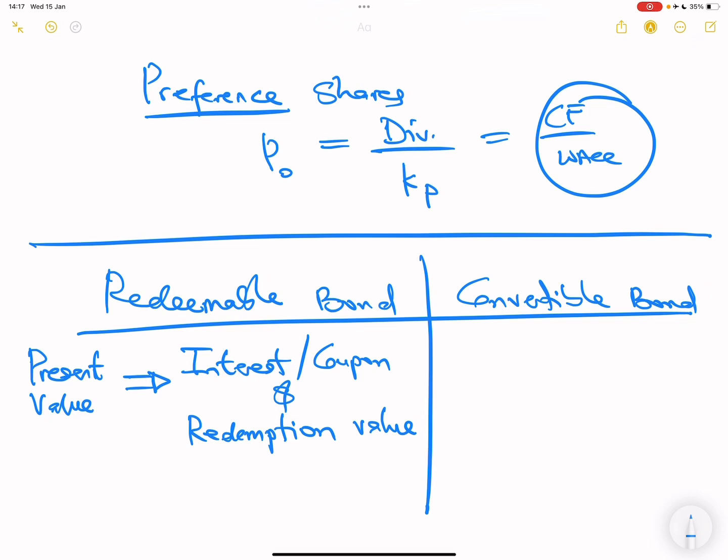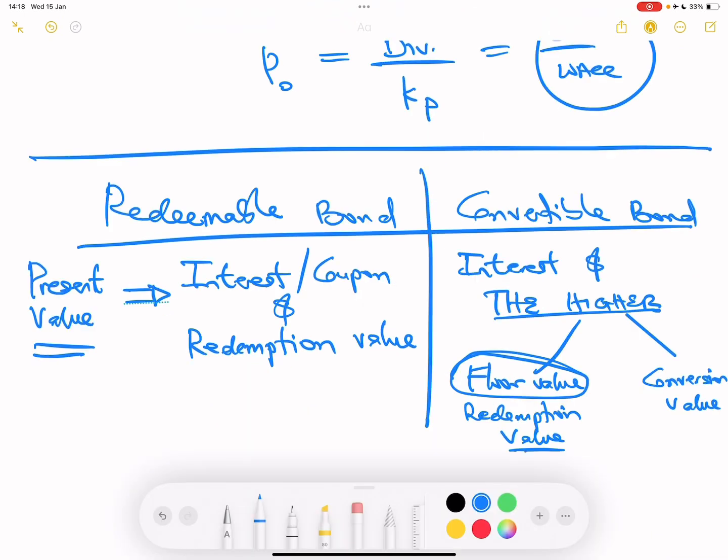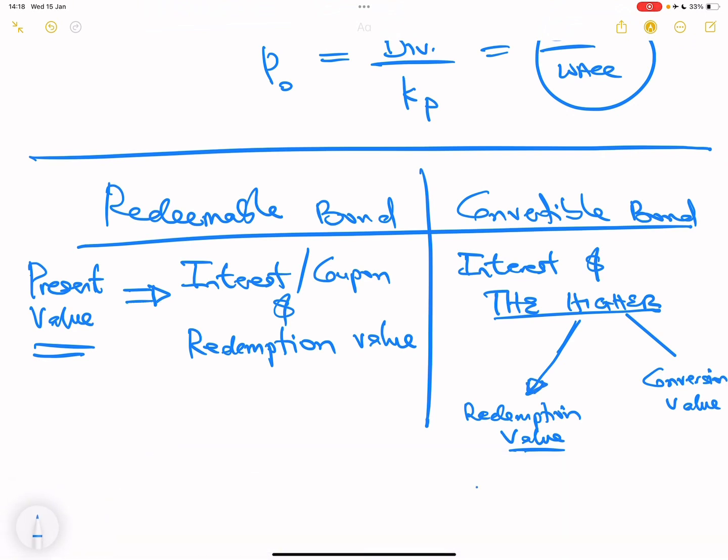But for a convertible bond, the price or the value of that bond will still be the present value of the interest, which is also the coupon, and this time around, not the redemption value, but the higher of the two. That is why we always test for conversion for a convertible bond. So if you have a convertible bond, there are two valuations you can get. You can get a floor value, or you can get a market value.